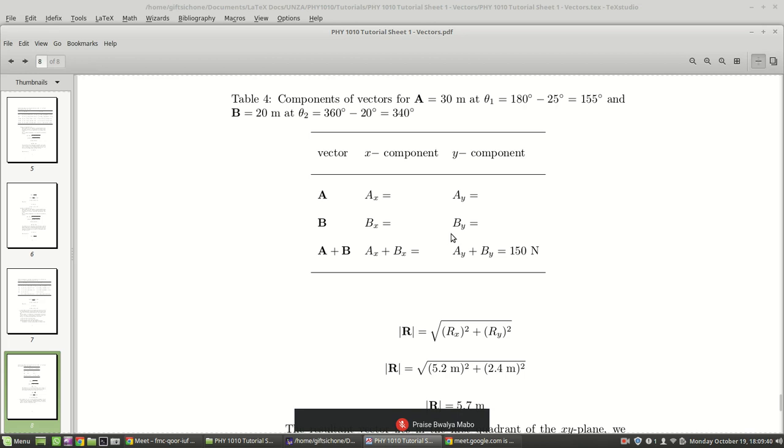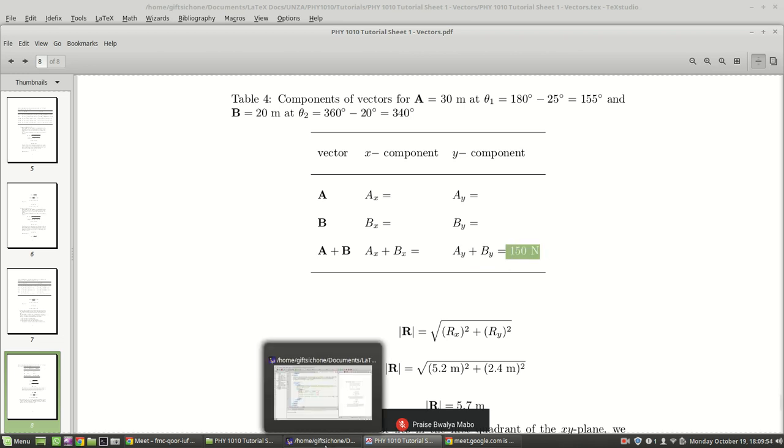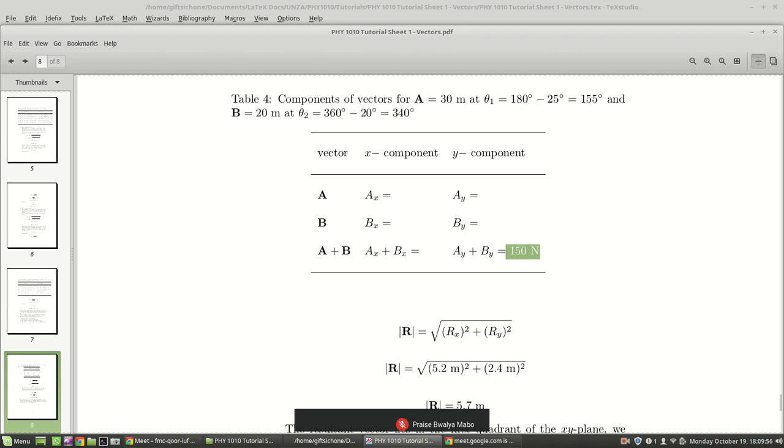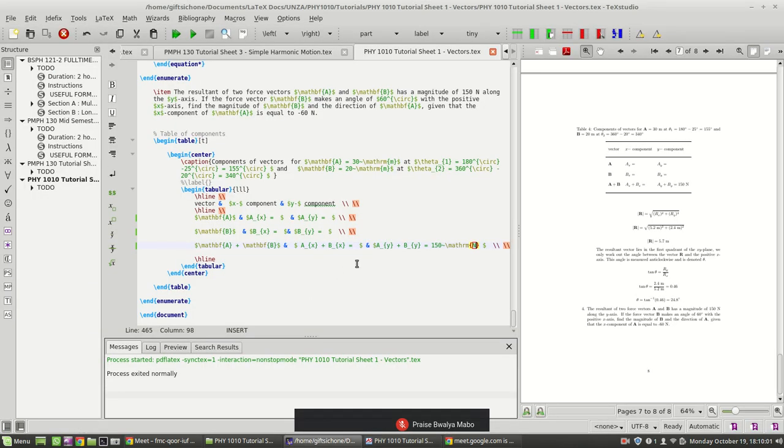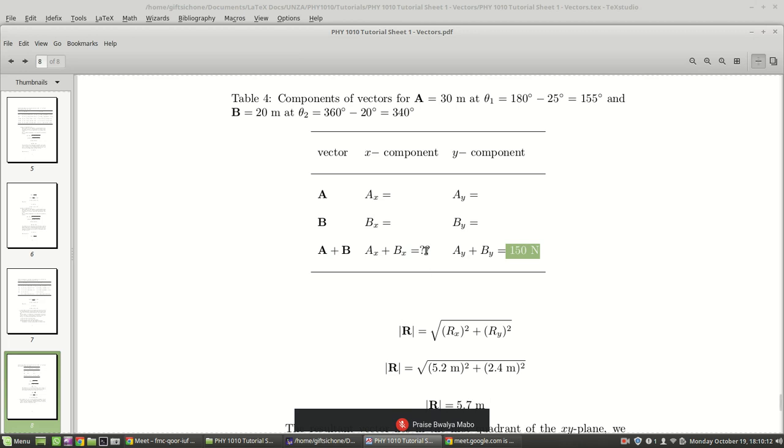These components, the directions are a bit not correct, but we're going to fix that. But here, A plus B along the y-axis is equal to 150 newtons. How much is Ax plus Bx along the x-axis? At this particular moment, we do not know yet.